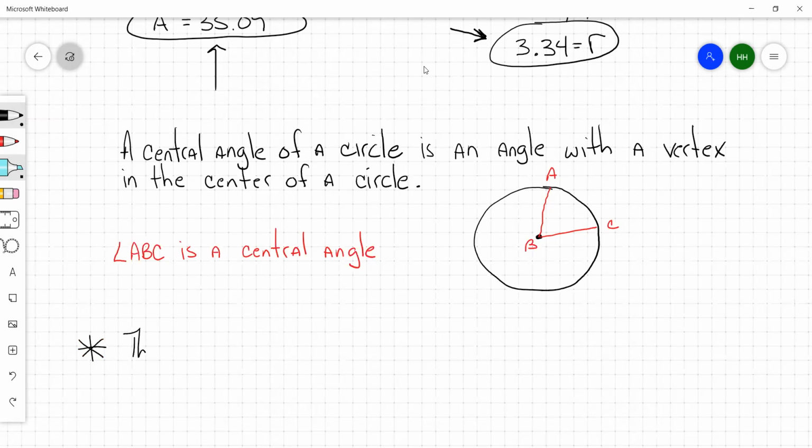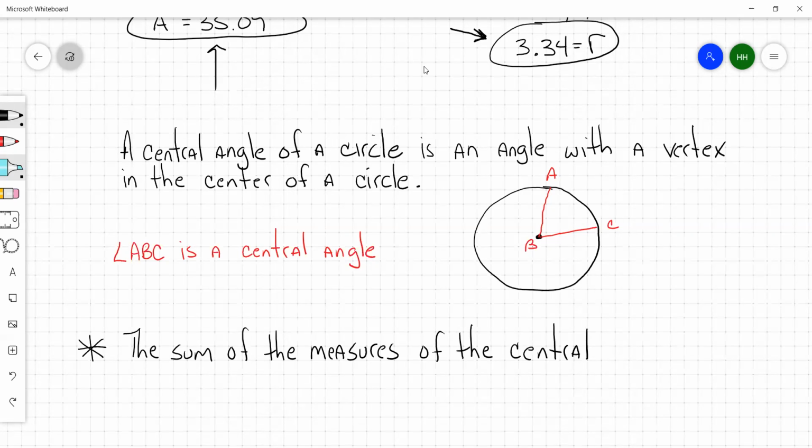The sum of the measures of the central angles of a circle is, what's the sum of the measures of all the central angles of a circle? 360. Very good.